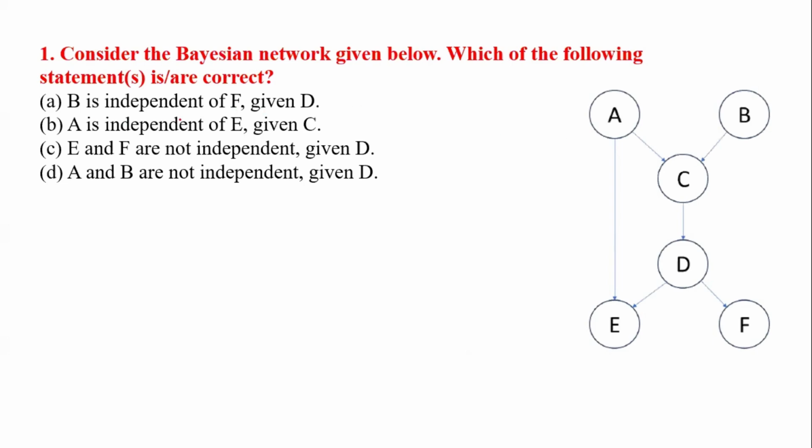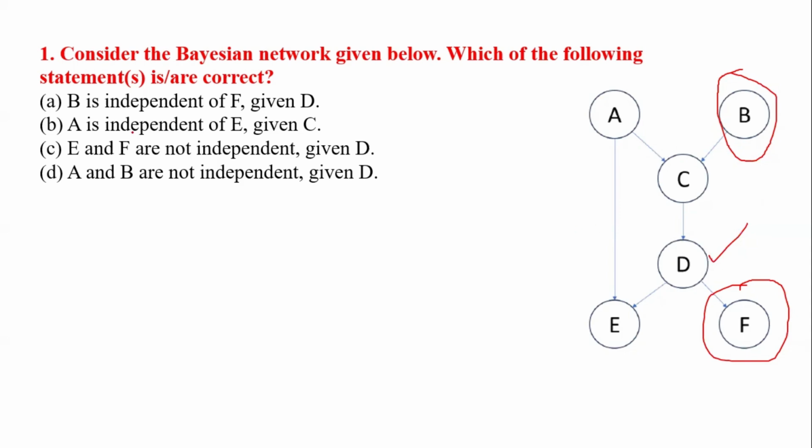Now what is the meaning of this option? This is B, and this is F, given D. Given D means that if we remove D, then there will be no relation between B and F. In this case, B is connected with F, but if we remove D, there will be no direct connection between B and F. That means it is true that B is independent of F given D. Given D means we are removing D, and after that we see that B is independent of F.